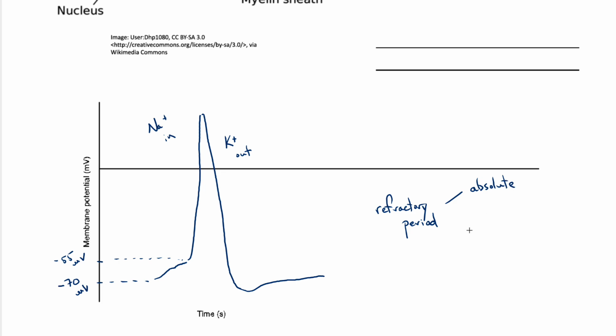No matter how big the stimulus is, those inactivation gates in the voltage-gated sodium channels are closed, and so no more action potentials can fire. That means that there's a limited frequency at which action potentials can fire. They can't get spaced too close together.